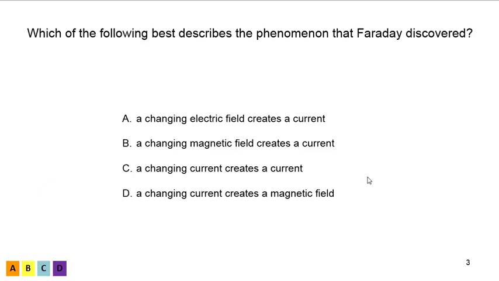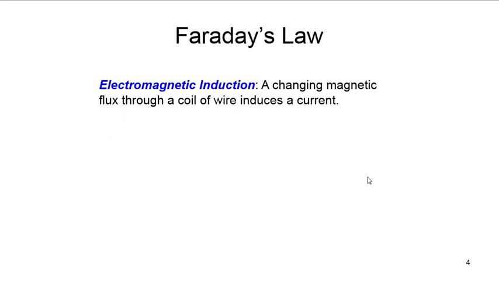So think about this: press pause, read through this, try to think about it, and choose an answer that you think best describes the phenomenon we were just looking at. In both cases, we were looking at a changing magnetic field, and that was the thing that was generating the current. So let's look at that a little more carefully.